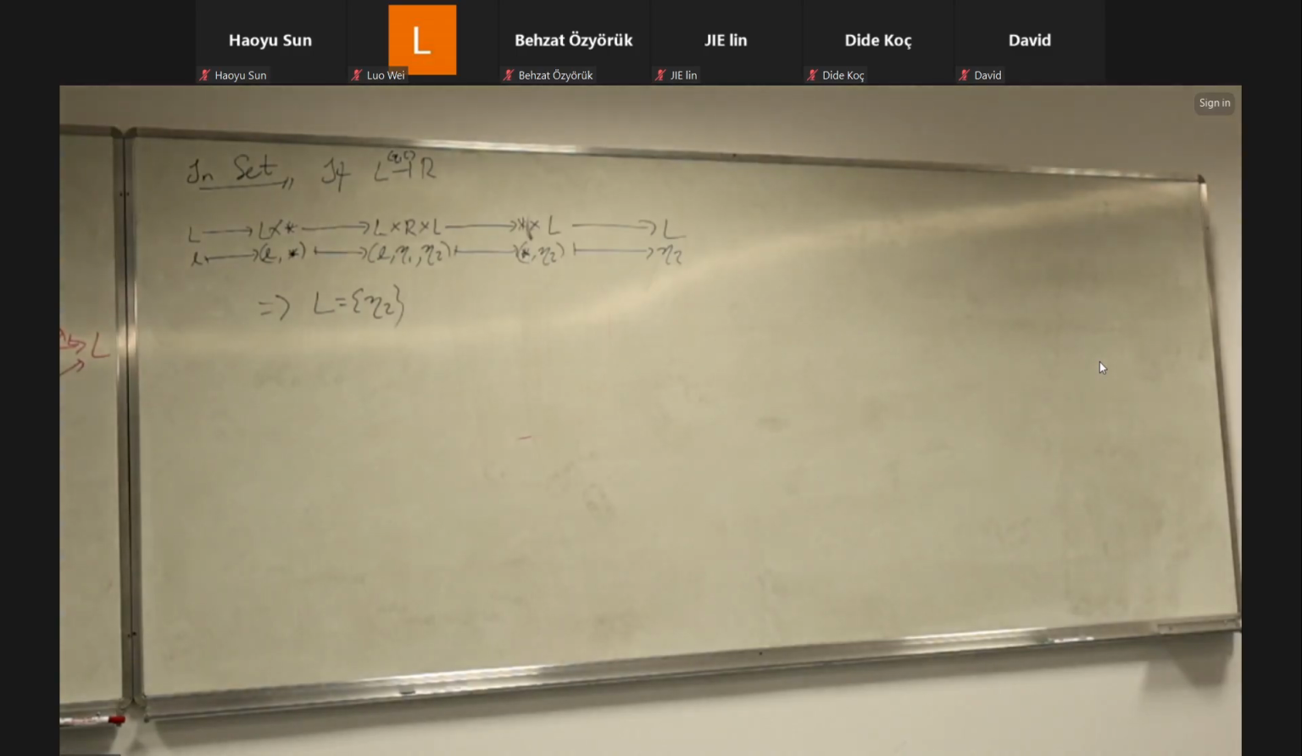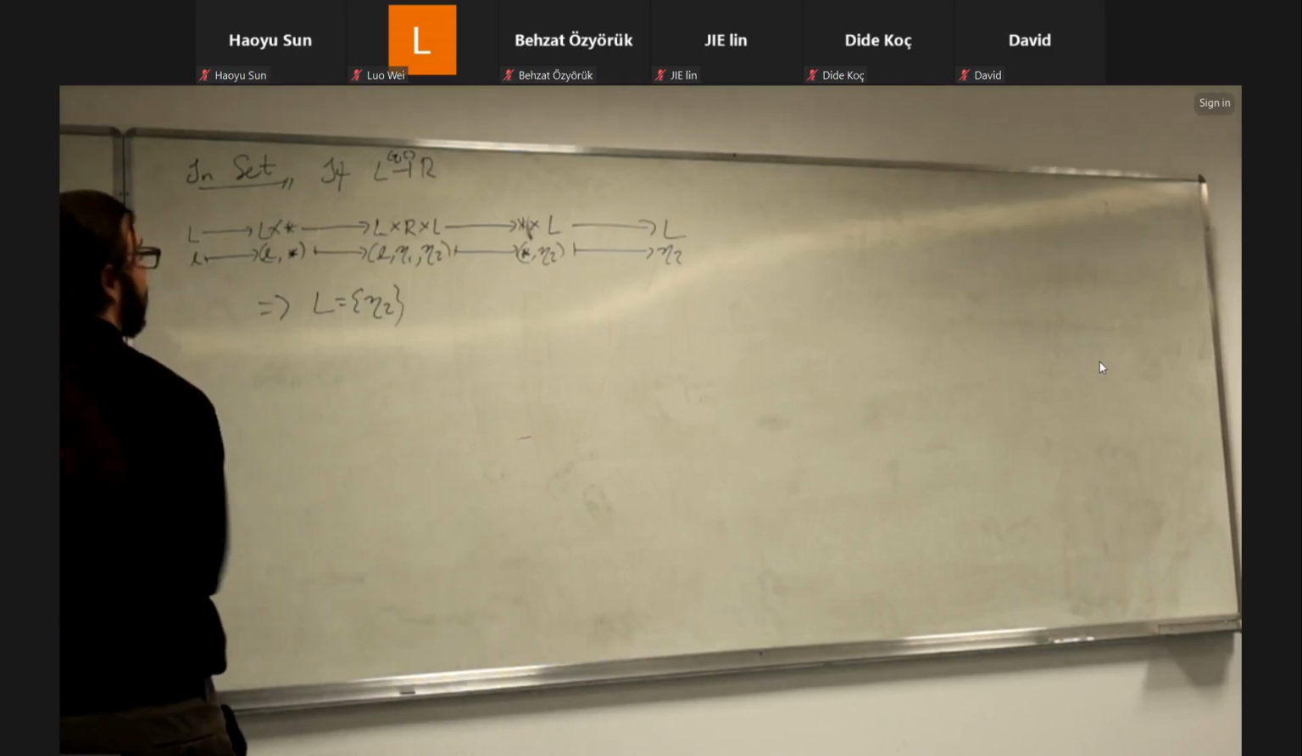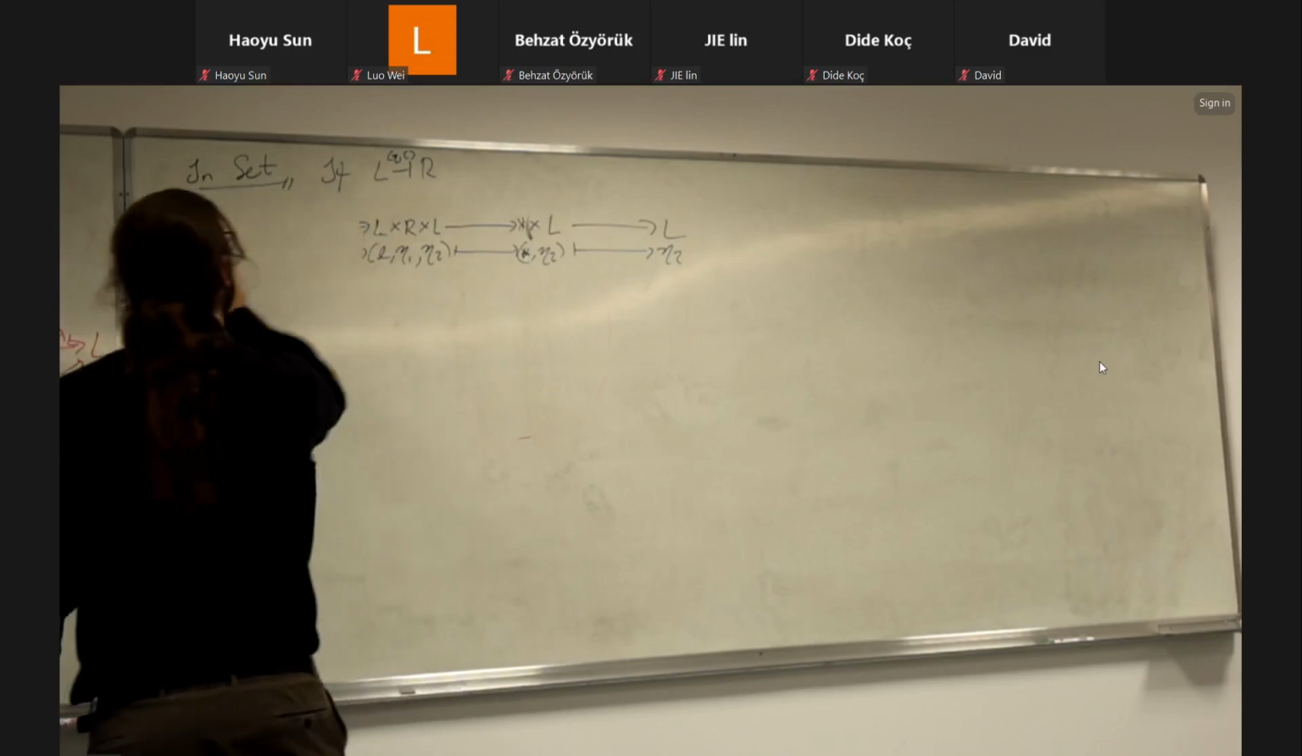So this is not very promising. We've made a definition, but we tried to understand it in Set, and it tells us there's exactly one example up to isomorphism, which is the singleton set. Not very good. So let's try again.